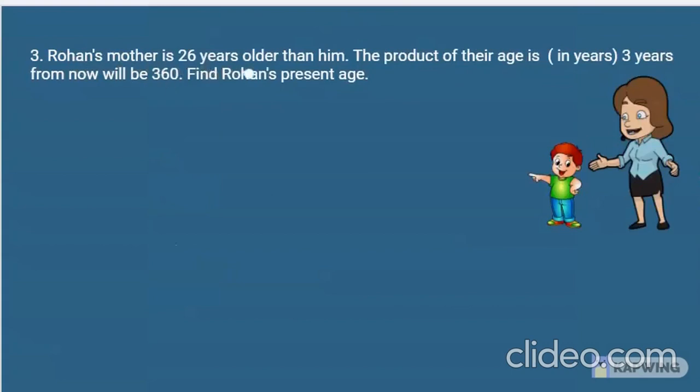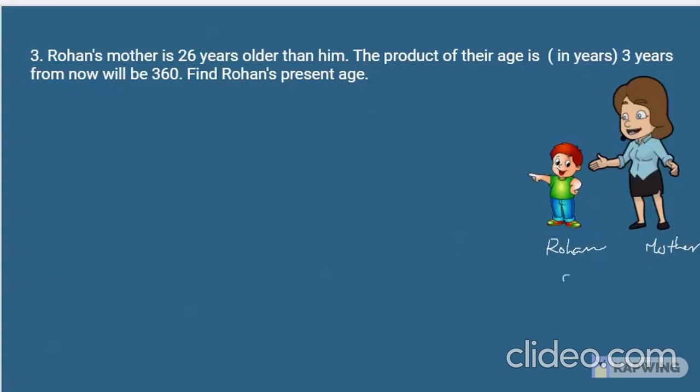Rohin's mother is 26 years older than him. The product of their ages in years, 3 years from now, will be 360. Find Rohin's present age. Let's read the question once again. Rohin's mother is 26 years older than him. So this is Rohin, and this is his mother. So what is his current age?